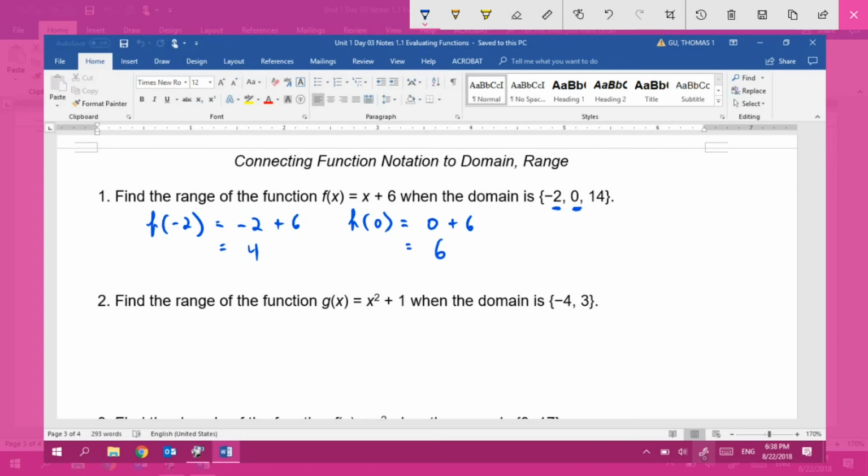And then finally, we've got f of 14 equals 14 plus 6. We substituted each of these domain values into that x. What's 14 plus 6? That is 20. So we've checked all the inputs and saw what outputs we got. That would be 4, 6, and 20. So that is my range. So my range, I'm going to write it right here, range R is going to be, I'm going to use a bracket, guys. It's a set. It's going to be 4, 6, and 20. There it is. That's my range.